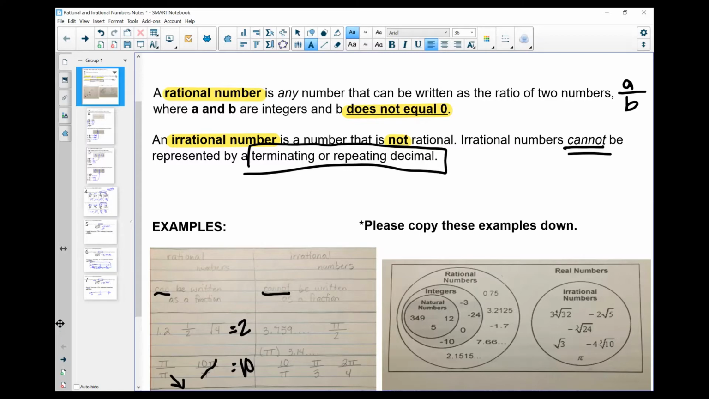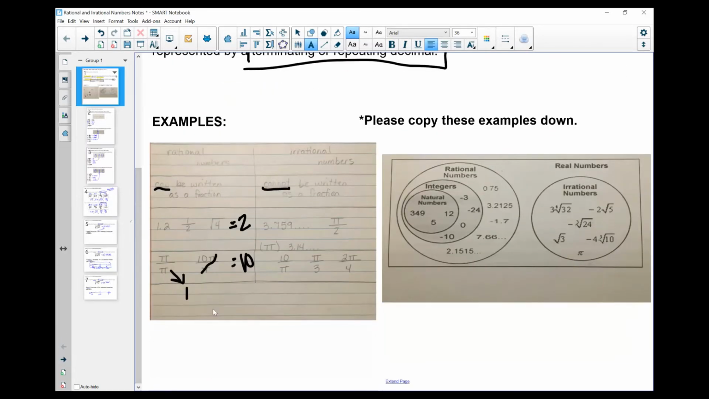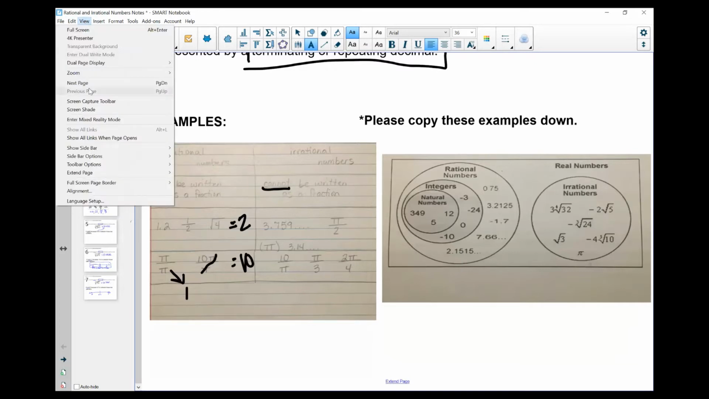It cannot be. So here are some examples that I have down here. And if you haven't copied down these examples already, please take a picture of it, screenshot it. Do that quickly. Now, as you can see here, and I wish there was a way that I can zoom in. Here we go.